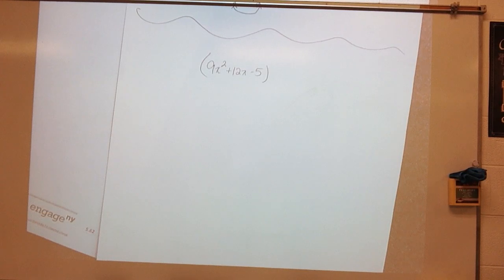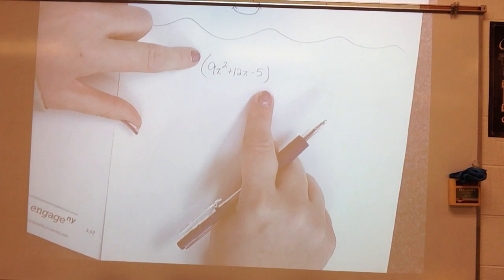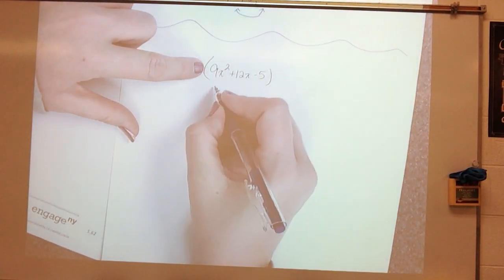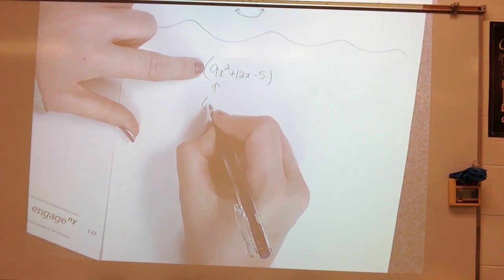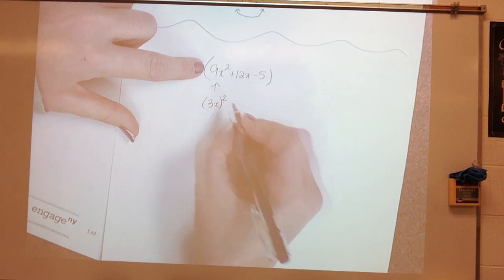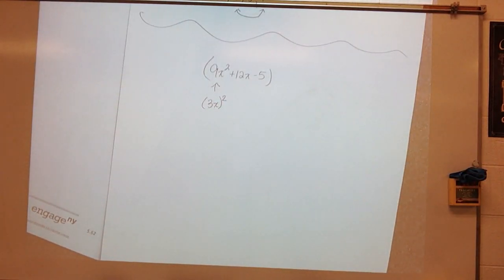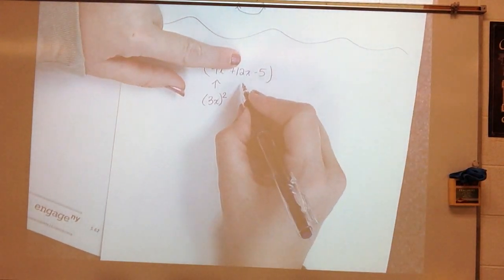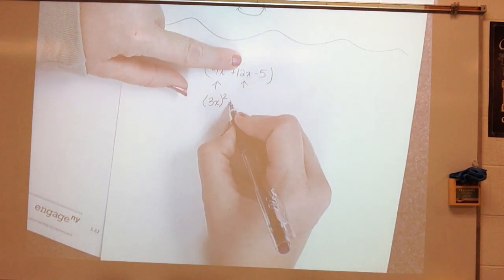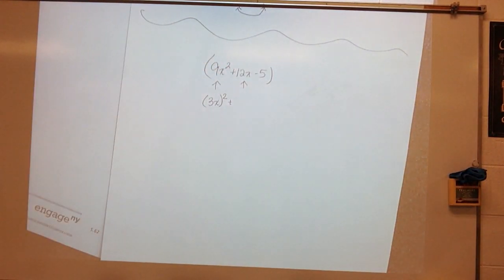Now, let's think about this for a second. There are not perfect squares here. 9 is a perfect square, and so is x. So I can look at this and say, okay, this would be 3x, and I could square that. But then look at 12x. I cannot square that. There's no square there.